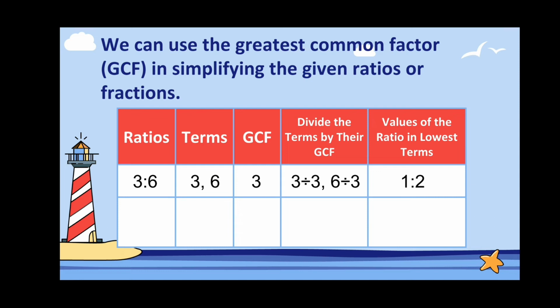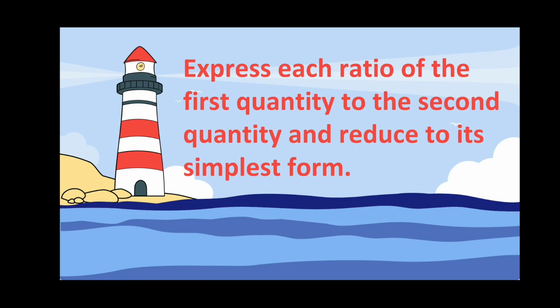Okay, so let's have another example. Suppose I have a ratio of 72 to 8. The terms are 72 and 8. And their GCF is 8. Now let's divide the terms by the GCF. So we have 72 divided by 8 and 8 divided by 8. Now the value or the values of the ratio in the lowest term is 9 to 1. Madali lang, di ba? Okay, so now let's have more examples.